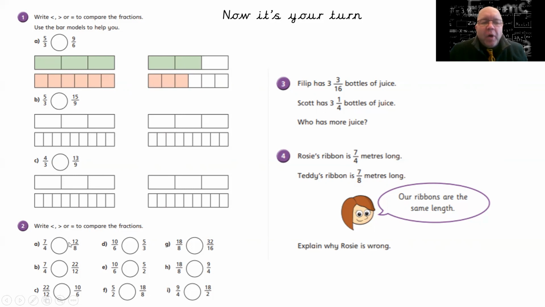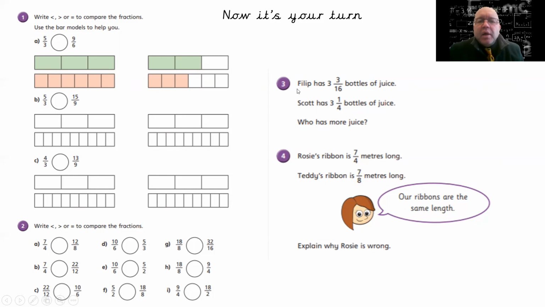Number 2, there are no bar models to help you this time. You might draw your own, but I'm hoping you can just look for the equivalents. So work out an equivalent fraction and then decide if they are larger, smaller, or equal to.